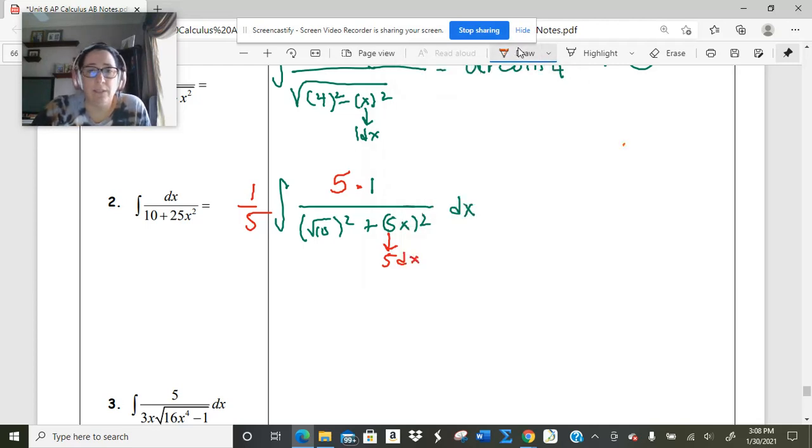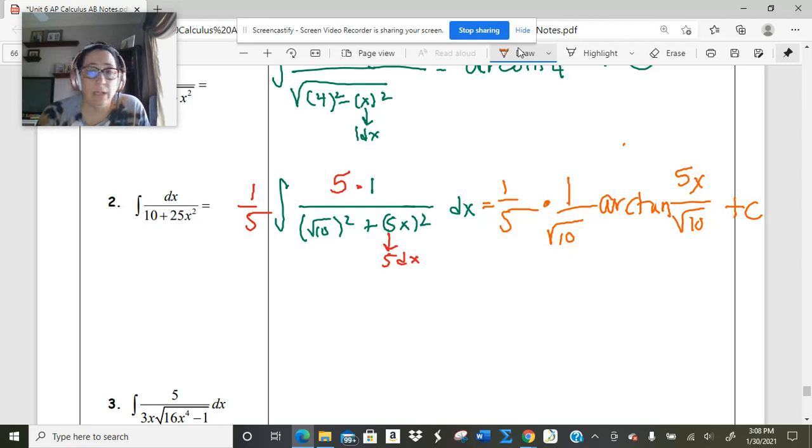So now I have this set up where I can go take my arctan. 1/5 goes along for the ride. Arctan is 1 over a. Then I do the arctan of u over a, and then plus c. Then you can simplify as much as you want. So this 1/5 was from getting, basically, this to be the derivative of what was up there.